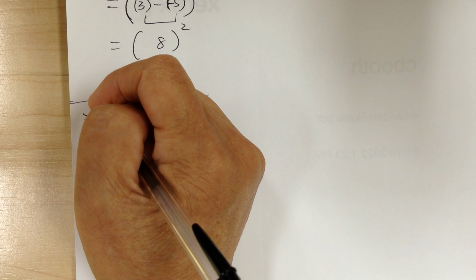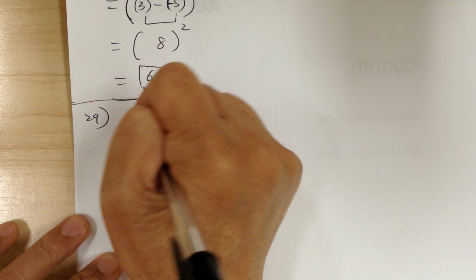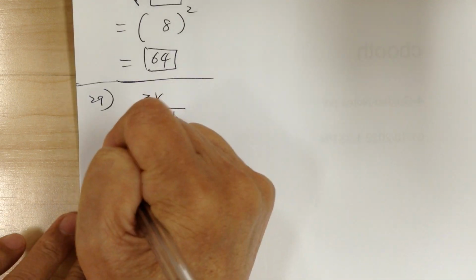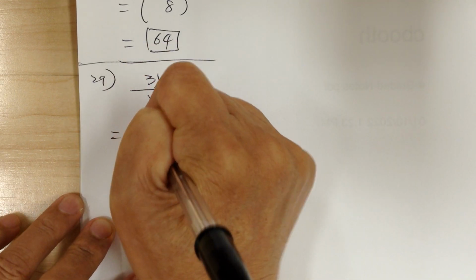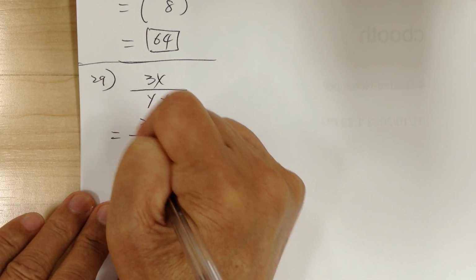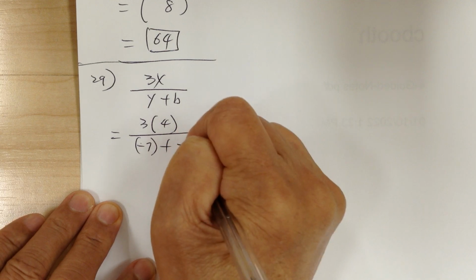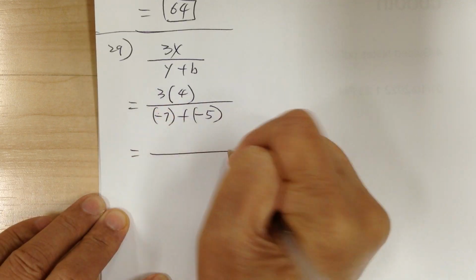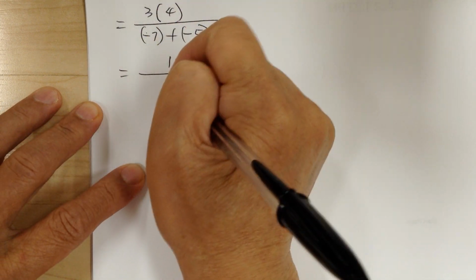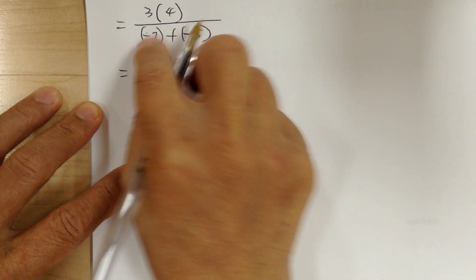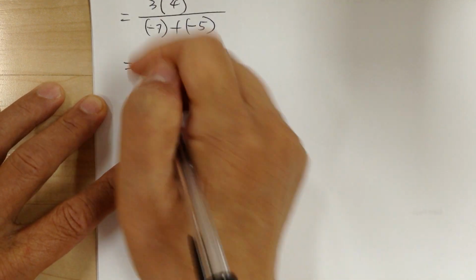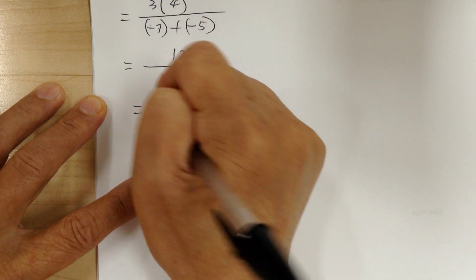Okay, 29. You have 3x over y plus b. So x is equal to 4, y equal to -7, and b equal to -5. Okay, so let's do each group. On the top, you get 12. On the bottom, when you add same signs, you add the numbers together and take the sign of the higher number, which gives you negative. So this will give you -1.